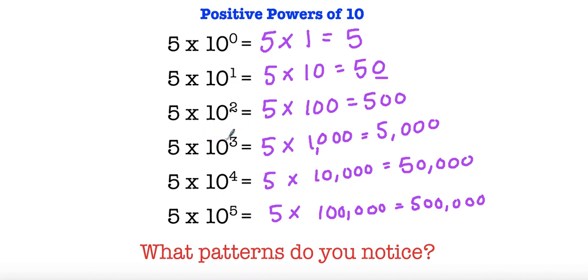Here I have 5 times 10 to the power of 2. Notice here that I have 2 zeros. 5 times 10 to the power of 3. Notice that I have 3 zeros, and so on. Now, even though this pattern is here, it's not always about the zeros, and I'll show you that in a later slide. But just see how our place value changes depending on what power of 10 we multiply 5 by.